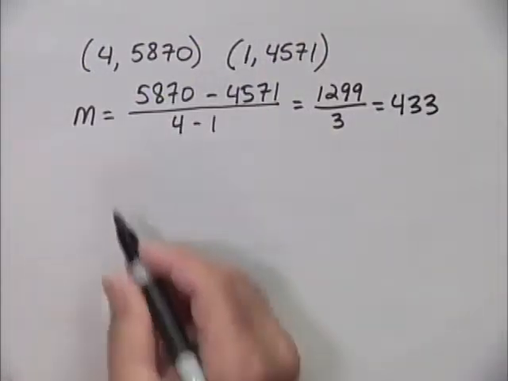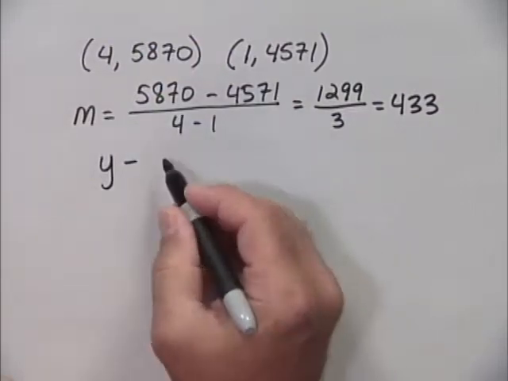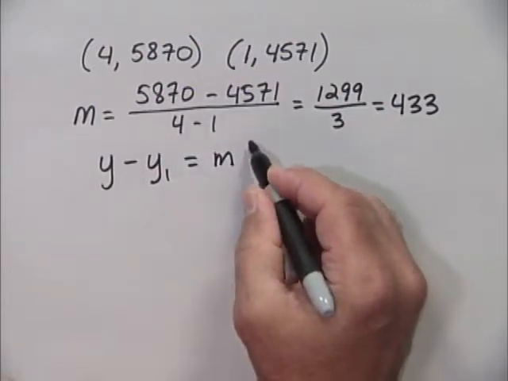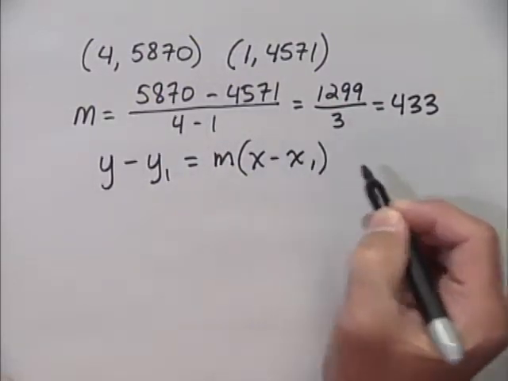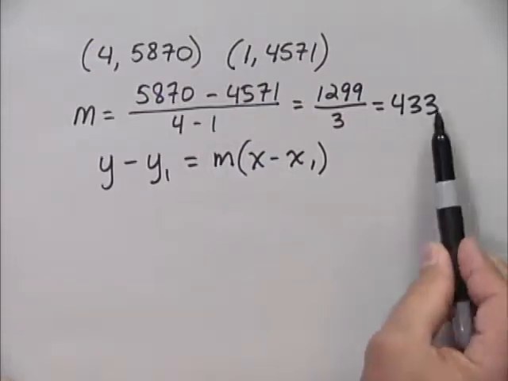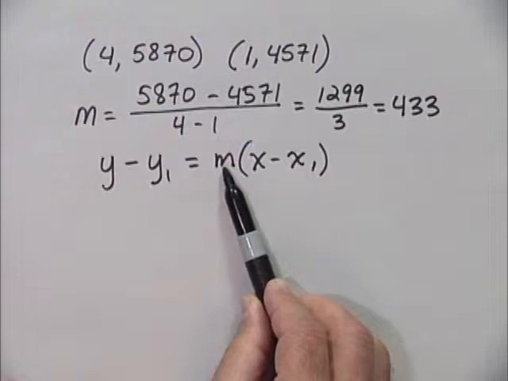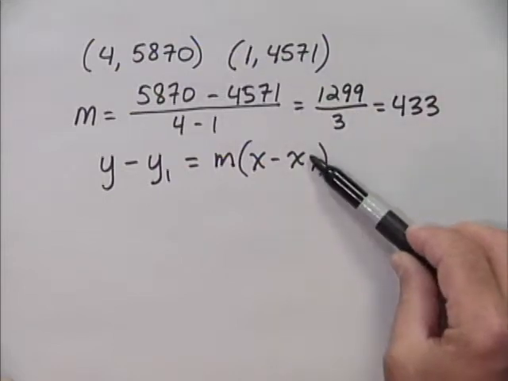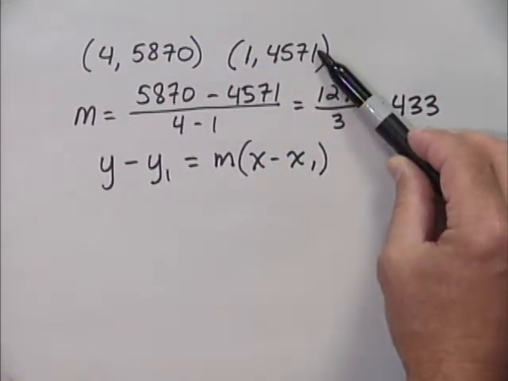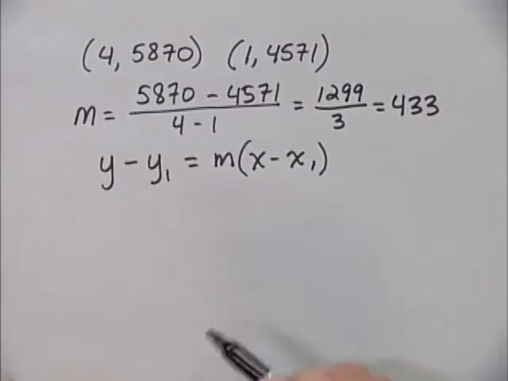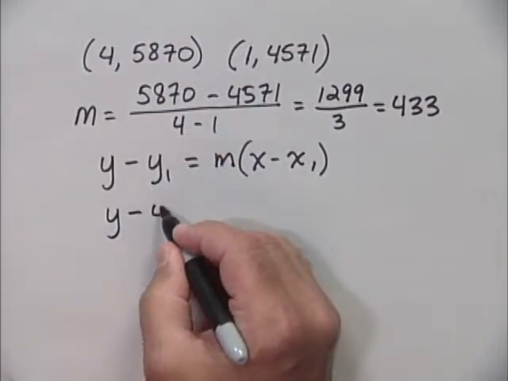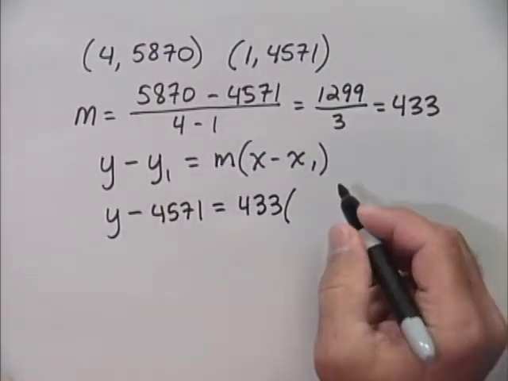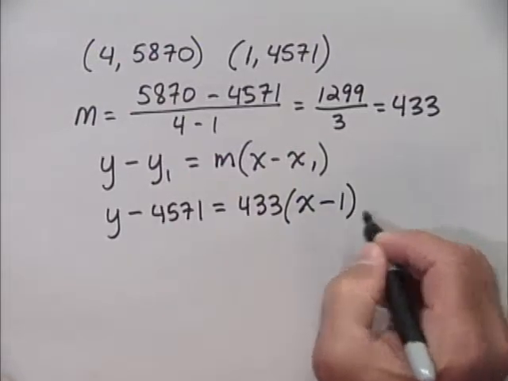The formula for point slope of a line is y minus y sub 1 is equal to m times x minus x sub 1. We substitute in that the slope is 433. We can select either of the 2 points. I select this point and substitute 1 for x sub 1, 4,571 for y sub 1. So we would have y minus 4,571 is equal to 433 times the quantity x minus 1.